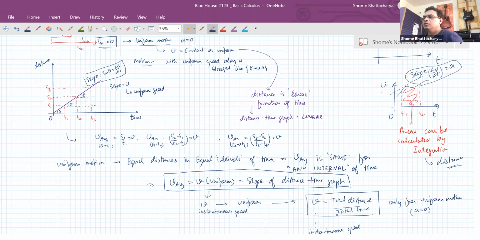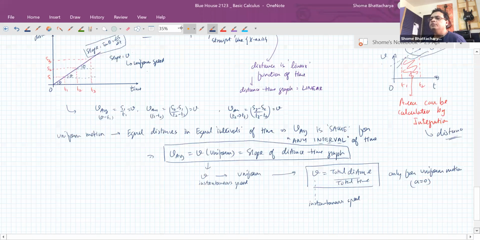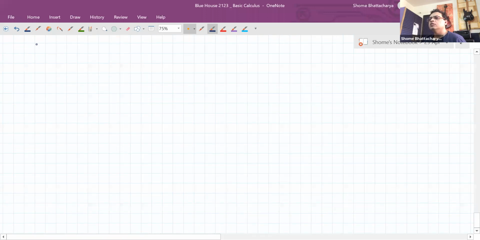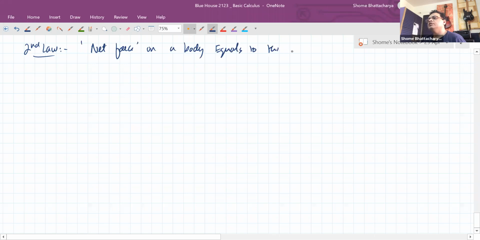Now, as opposed to this, if we come to the more complex example, before that, we will observe the statement of Newton's second law, that the net force on a body equals the rate of change of its momentum.